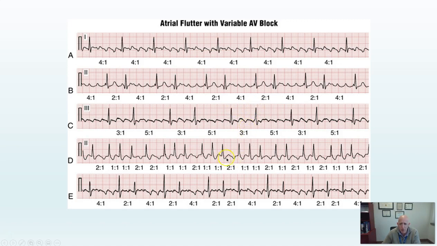If you look here, we have 2 waves. We have a heart rate of 300, 150-ish, a little under 150. That's consistent with 2 to 1 conduction, because your atrial rate might be 300, 325, something like that.